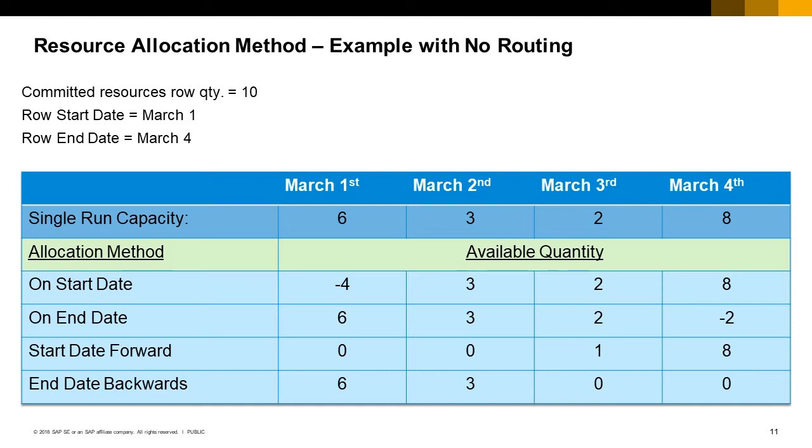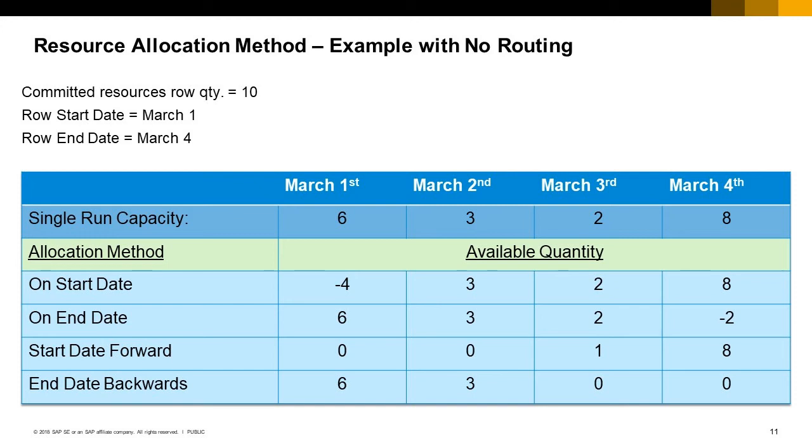When using the StartDate forward method, the available quantity of 6 is fully used, then, going one day forward, to March 2nd, the entire available quantity of 3 is drawn as well. Since an additional quantity of 1 is still needed, it is drawn from March 3rd, leaving a quantity of 1 remaining. Nothing happens to the quantity from March 4th. When using the end date backwards, the available quantity of 8 is fully drawn from the end date, March 4th. Then, going backwards to March 3rd, the entire quantity of 2 is also drawn, to complete the quantity of 10 needed for this resource.